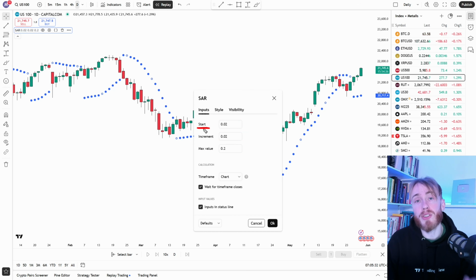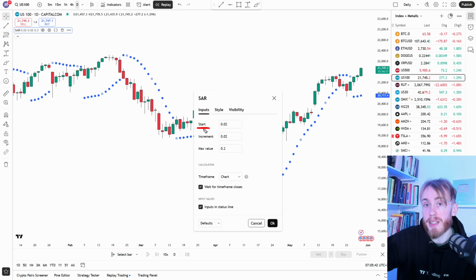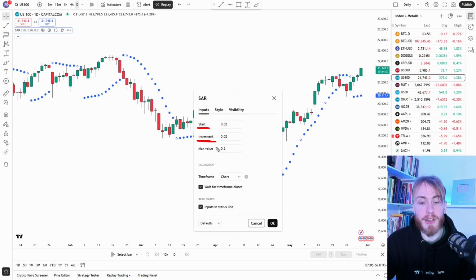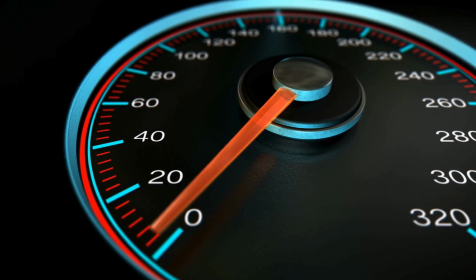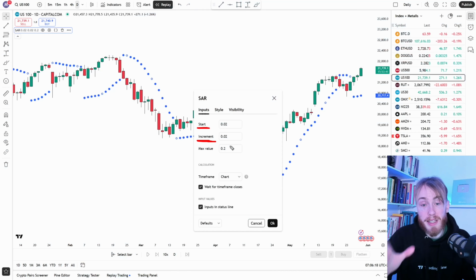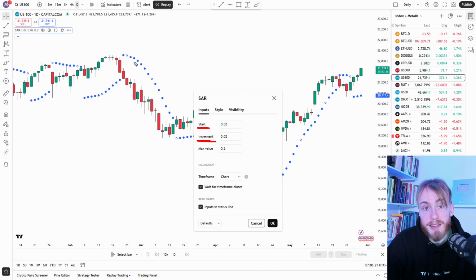As for the start, you can think about the start as the initial speed of the parabolic SAR. So a lower value will give the SAR a slower start, while a higher value will make the SAR react faster already from the beginning. While the increment here is about how the SAR accelerates over time. So this one basically explains how quickly the dots, like for example right here, will move closer to the price. And last but not least, we have the max value, and this is simply the maximum speed of the dots.